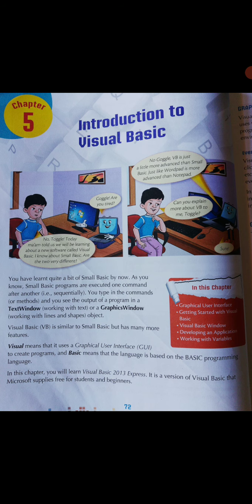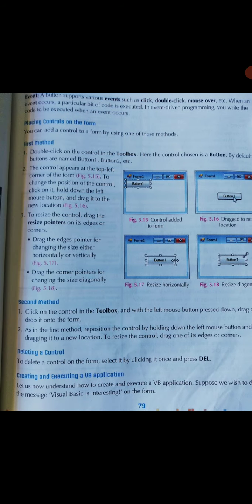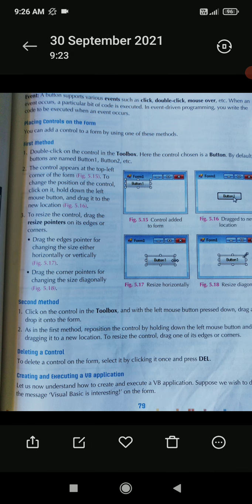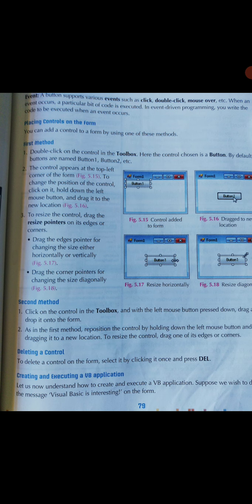So students, we were on chapter number 5, and the name of the chapter was Introduction to Visual Basic. In my last class I explained how we can place controls on the forms. How many ways are there to place a control on the forms? There are two methods: the first method and the second method. Then I explained how we can delete a control on the form. I think no one has any doubt regarding controlling the forms.